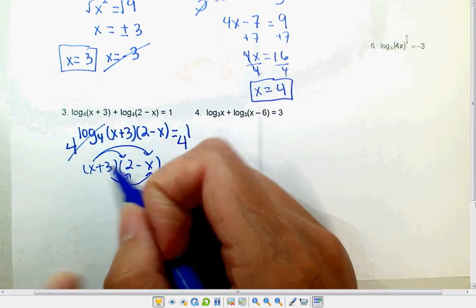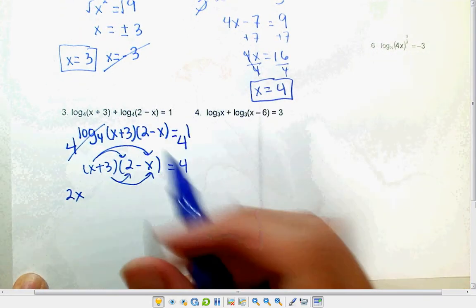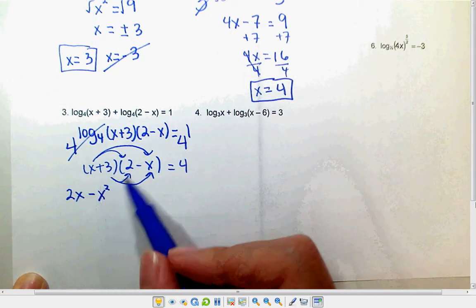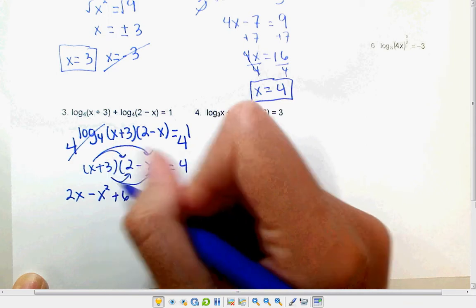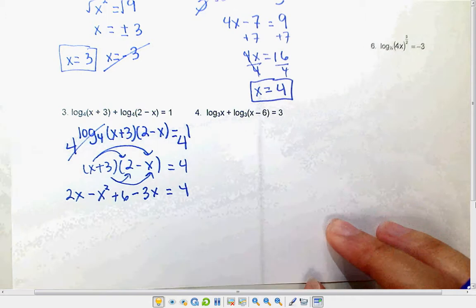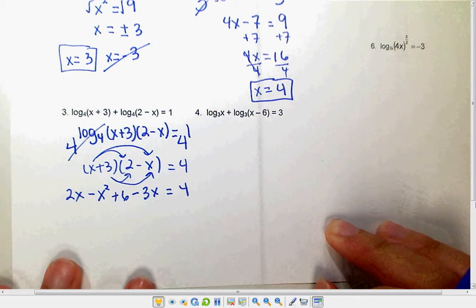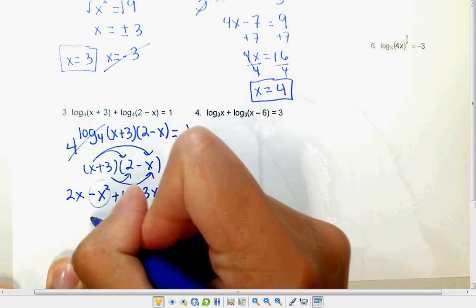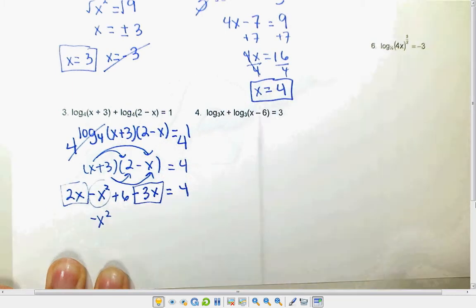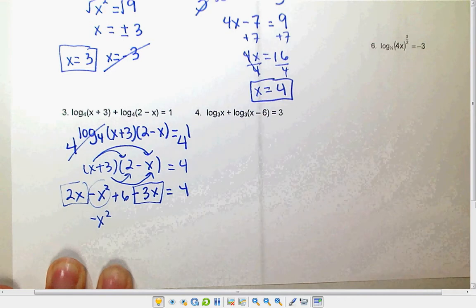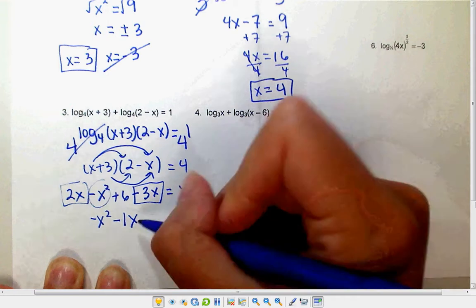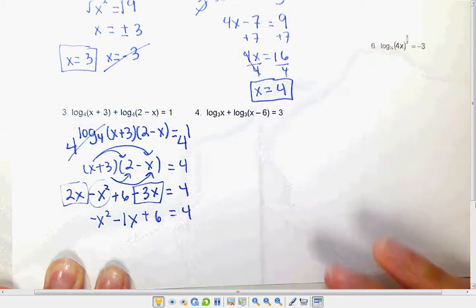So I have x times 2, which is 2x, x times negative x, which is negative x squared, 3 times 2, which is positive 6, and then 3 times negative x, which is negative 3x. Now let's combine like terms. So I have a negative x squared, that stays there. I have a 2x and a negative 3x. So when I add together 2 plus negative 3, it gives me negative 1x. Then I have this plus 6 equals 4.